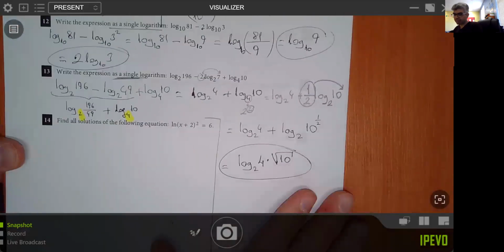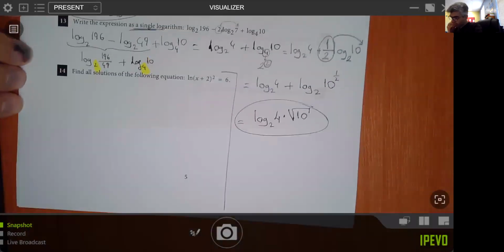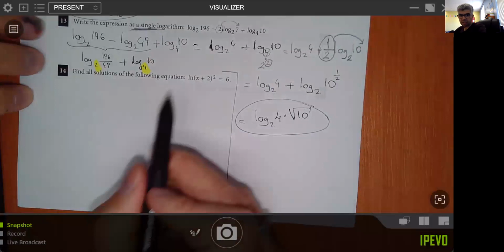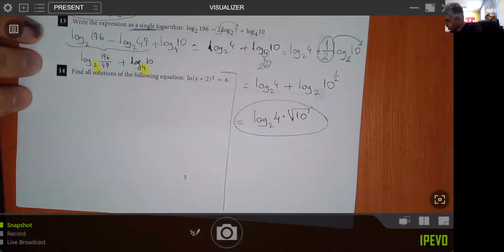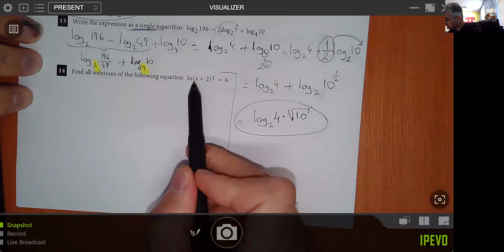Number 14. Okay, number 14, find all solutions of the following equation. Yeah, this one we didn't study yet in the class. And how do we solve this, guys?